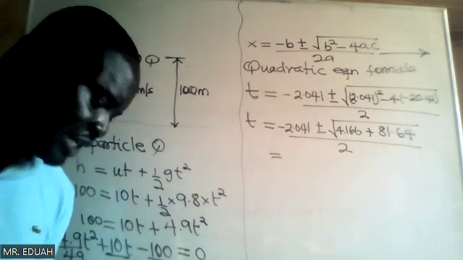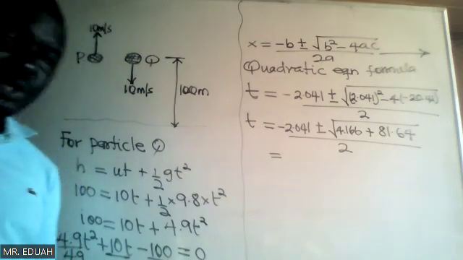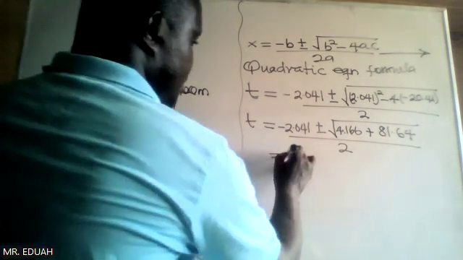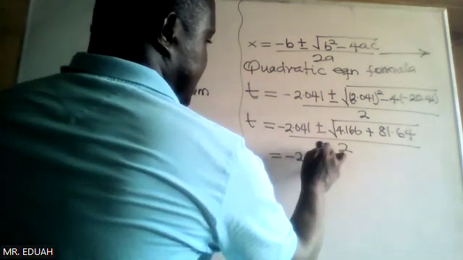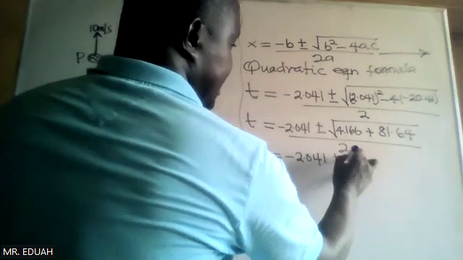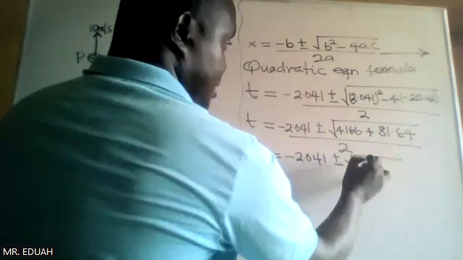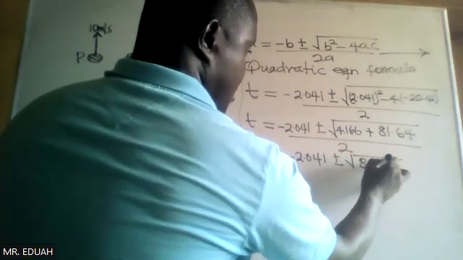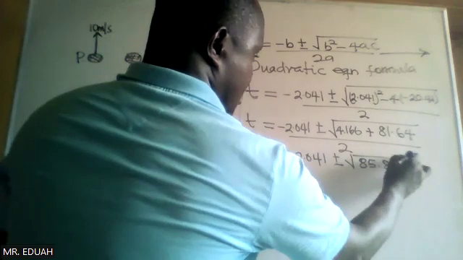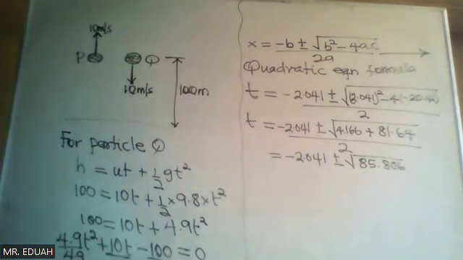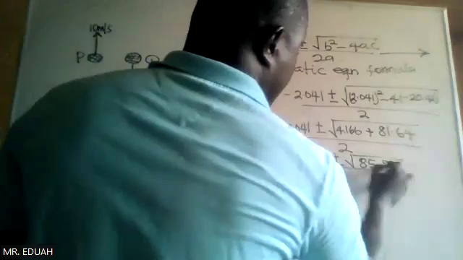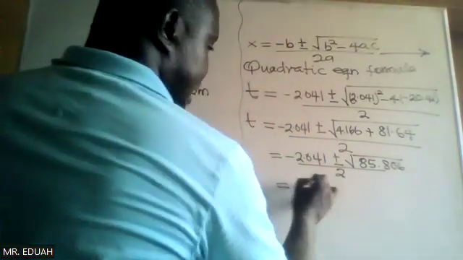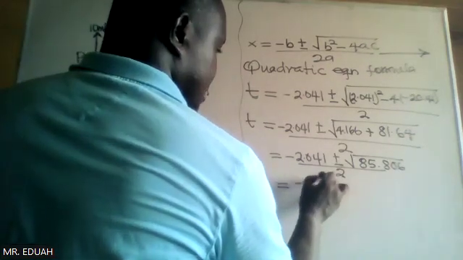So square root of 85.806 is 9.263, or 9.26.